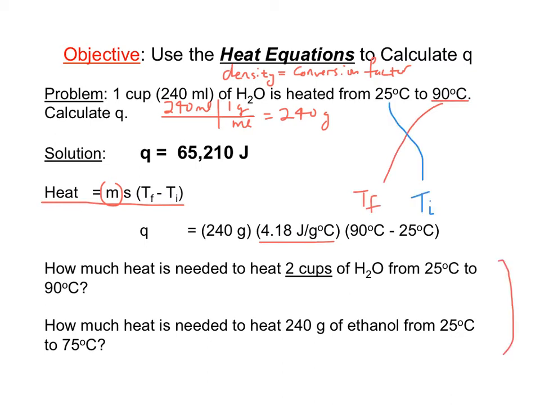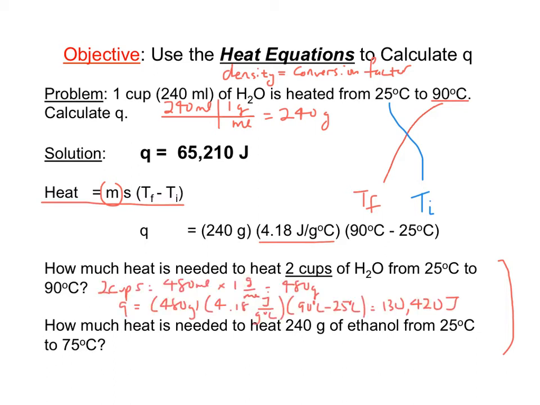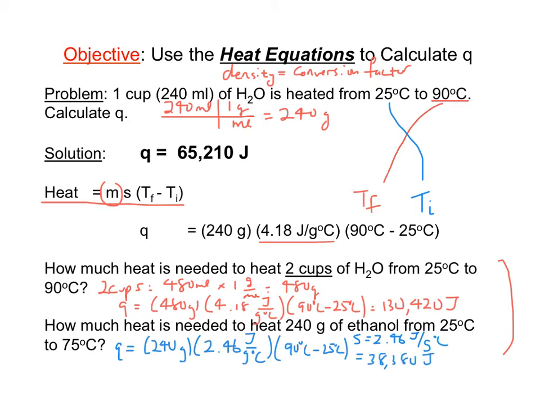Stop the video and answer these two questions. And the answer is twice as much heat is needed to heat 2 cups of water compared to 1 cup of water. For the second question, the specific heat of ethanol is 2.46 joules per gram per degree. So Q equals, so assuming mass and delta T are the same, less heat is required to heat the substance with the lower specific heat.